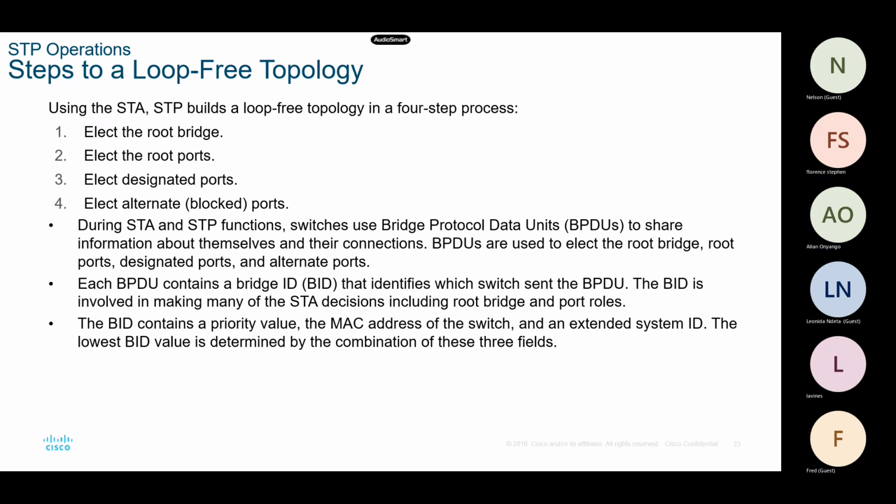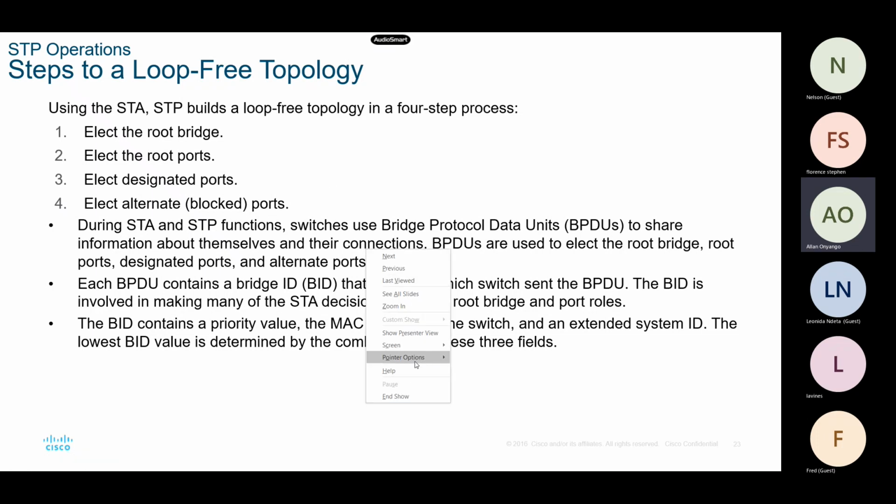So the first thing when a switch is powered on, it needs to elect which switch is going to be the root bridge. I'm going to tell you how the election takes place. Once the root bridge is elected, then the switches start doing elections on the ports. Elect the root ports, which ports are going to be the designated ports, and which ports are going to be the alternate ports, which are also the ports that are going to be blocked.